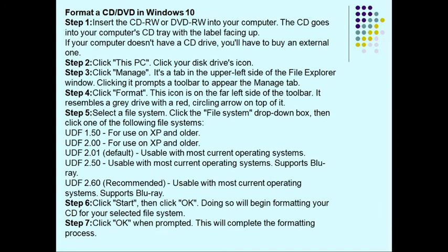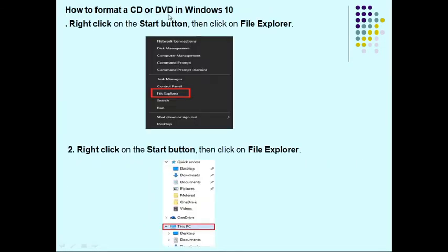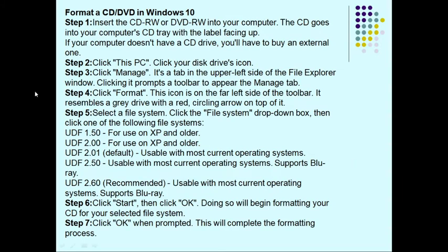Steps for formatting: here again, the steps are repeated one by one. Format CD or DVD in Windows 10. Insert the CD-RW or DVD-RW into your computer. The CD goes into your computer's CD tray with the label facing up. If your computer does not have a CD drive, you will have to buy an external one. Okay, students, you have to insert the CD-RW or DVD-RW into whatever drive you have.